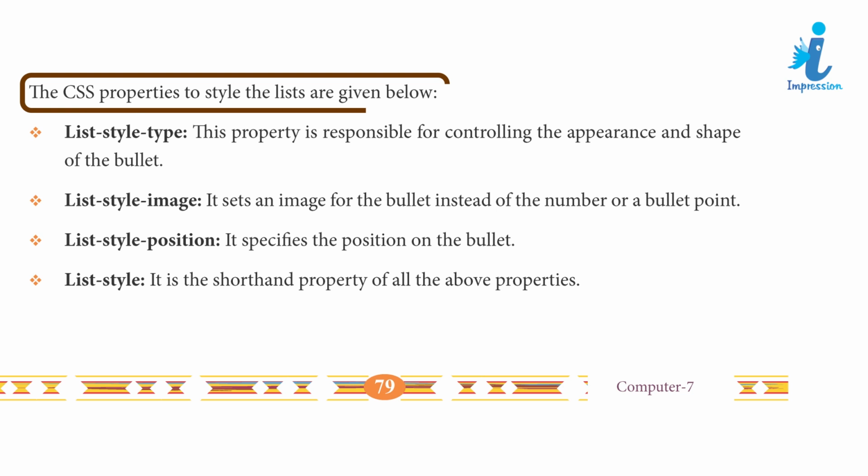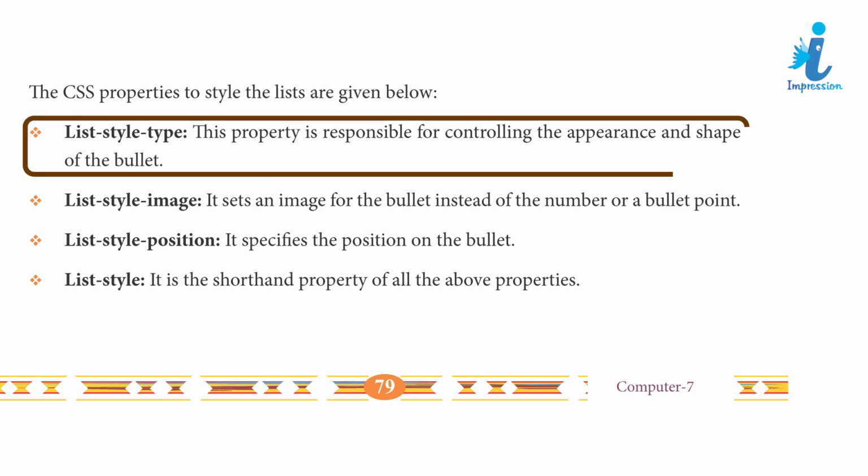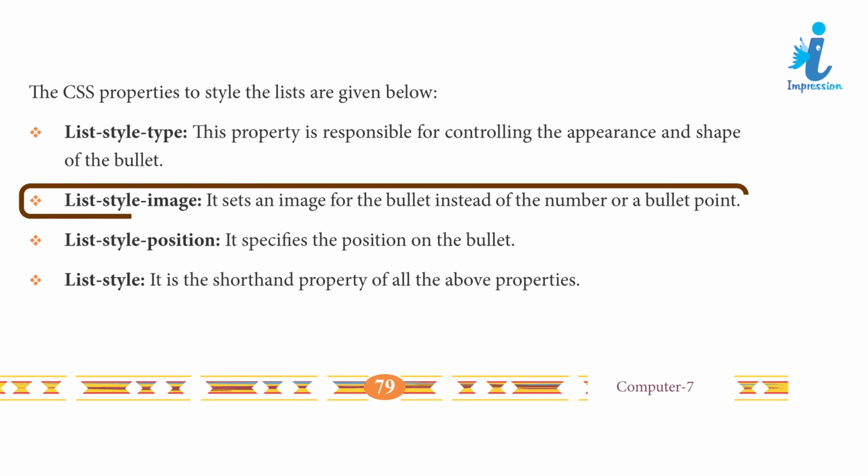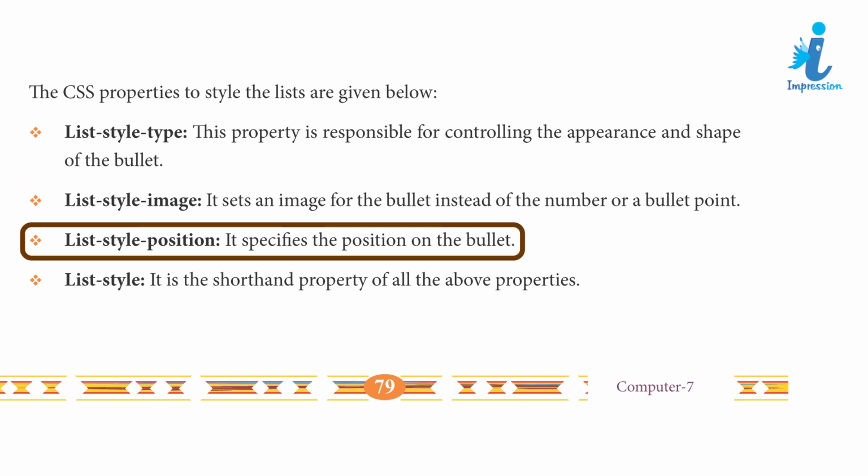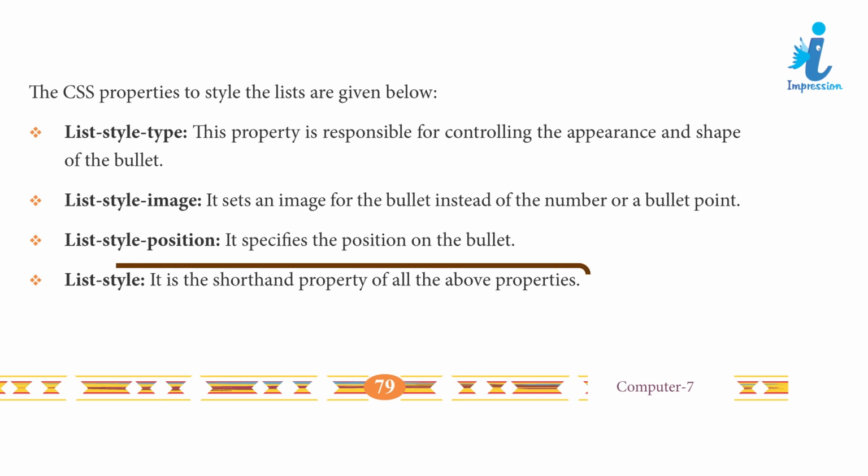The CSS properties to style the list are given below. List-style-type: this property is responsible for controlling the appearance and shape of the bullet. List-style-image: it sets an image for the bullet instead of the number or a bullet point. List-style-position: it specifies the position of the bullet. List-style: it is the shorthand property of all of the above properties.